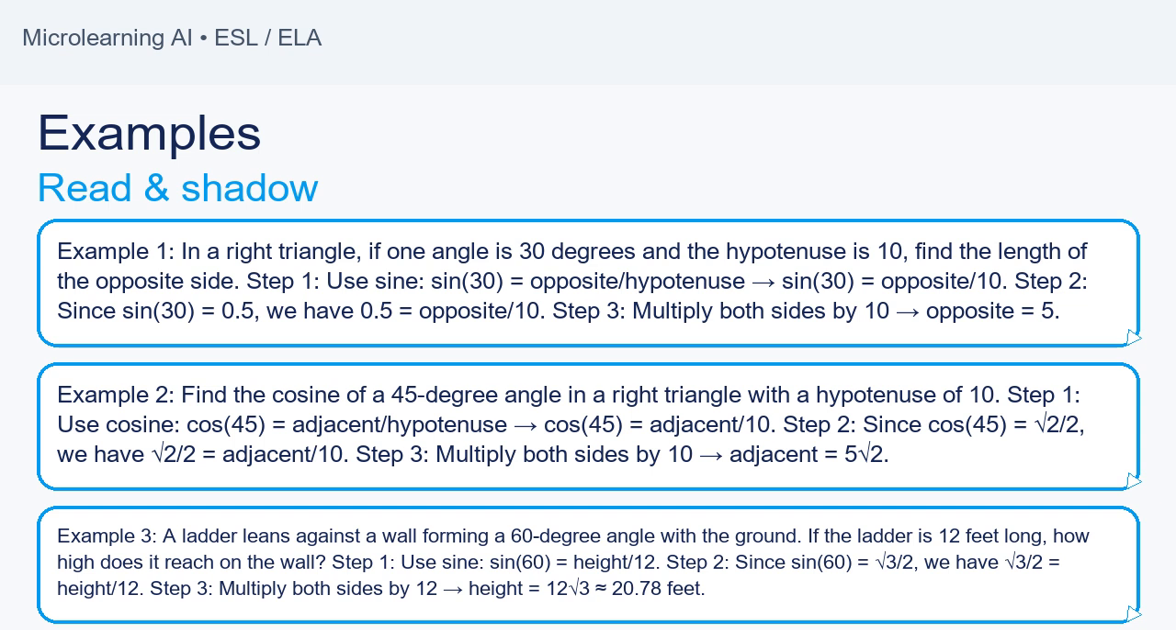Example 3. A ladder leans against a wall forming a 60-degree angle with the ground. If the ladder is 12 feet long, how high does it reach on the wall? Step 1. Use sine. Sine 60 equals height over 12.